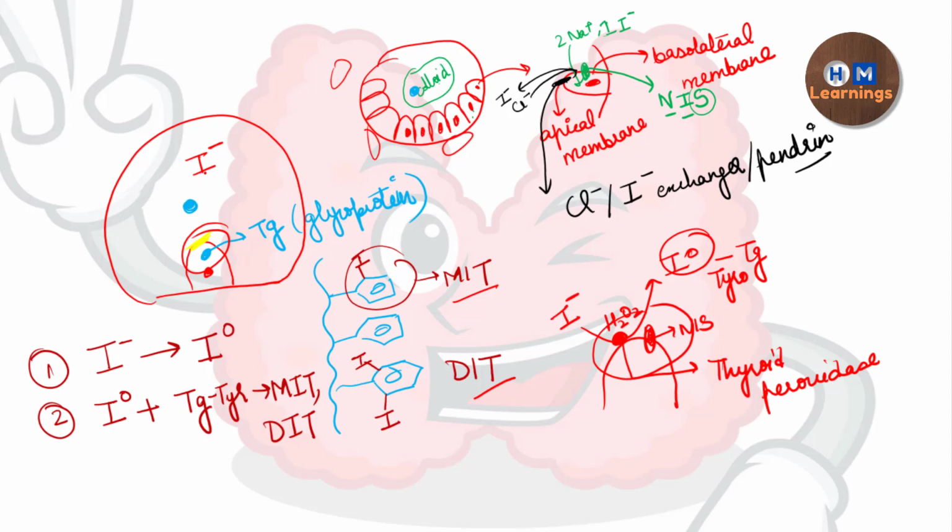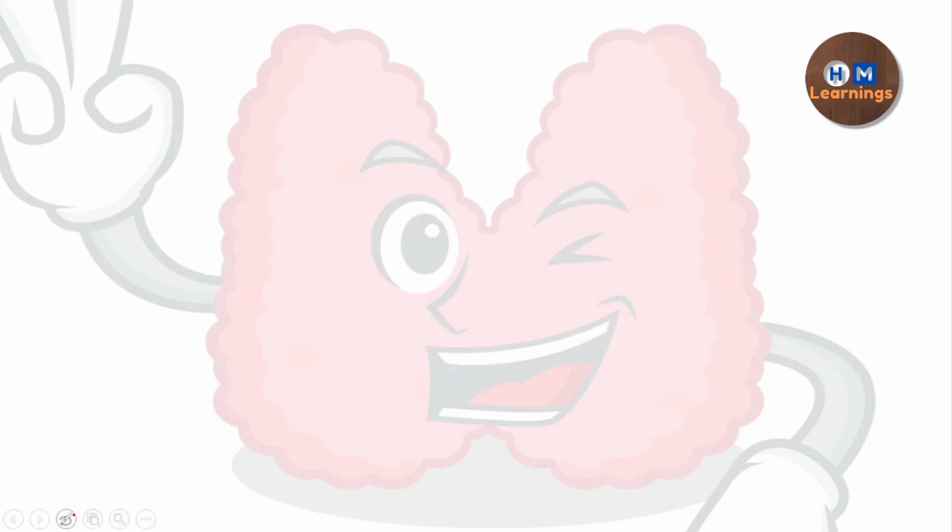Now in the lumen, what we have is MIT and DIT. In the lumen we have another thing which is happening, which is called a coupling reaction. So coupling reaction means what? I will just erase all these things so that it becomes understandable. So again, this is a thyroid follicle and this is the colloid. We are just interested in the colloid now.